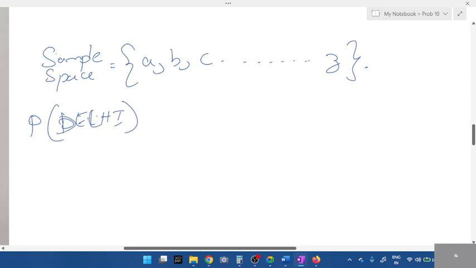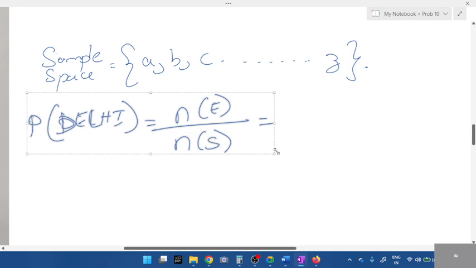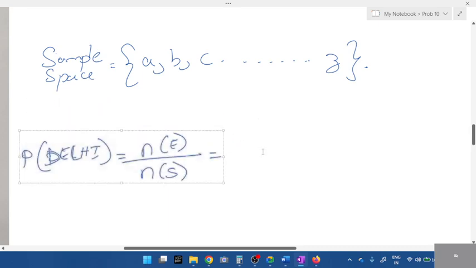Probability of Delhi is the question given. Write the formula: N of E divided by N of S. Now you all can write N of E. This is A, B, C, D. Fine. On top of this sample space, N of E.